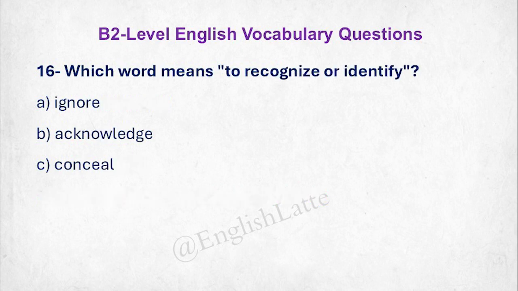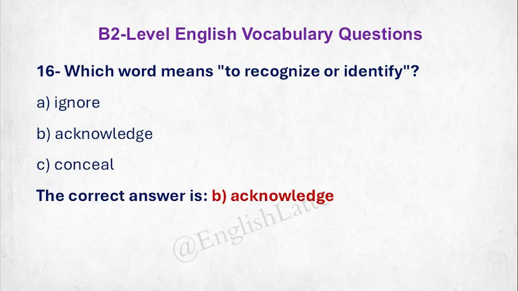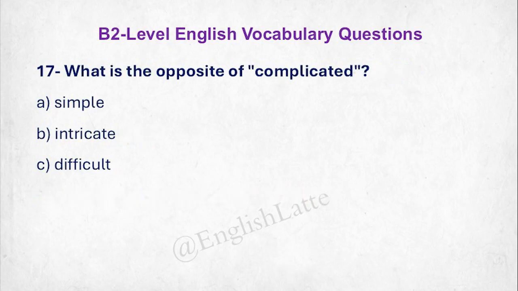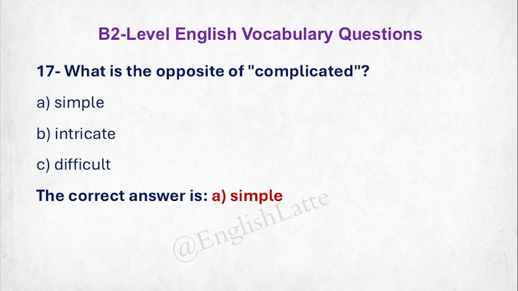16. Which word means to recognize or identify? Ignore, acknowledge, conceal. The correct answer is B. Acknowledge. 17. What is the opposite of complicated? Simple, intricate, difficult. The correct answer is A. Simple.